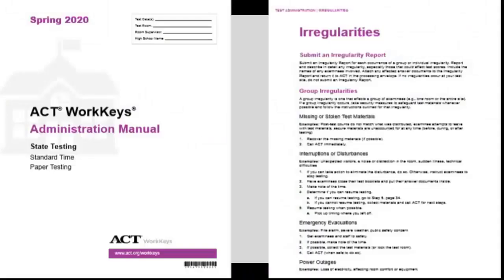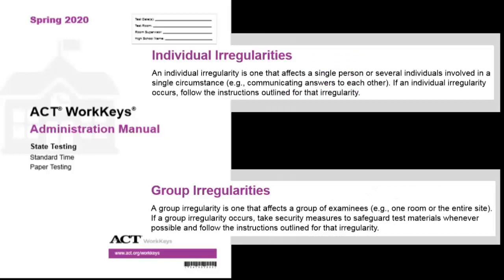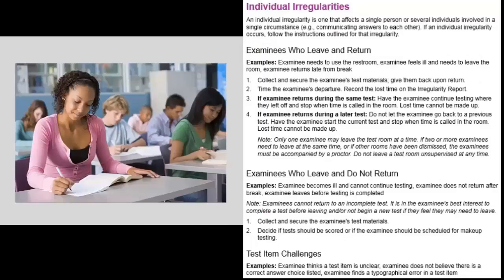The ACT WorkKeys Administration Manual has a section on types of irregularities and what needs to be done when they occur. There are two categories of irregularities that can occur: individual irregularities and group irregularities. Individual irregularities are incidents that affect one student or several students involved in a single incident that does not affect the larger group of students.